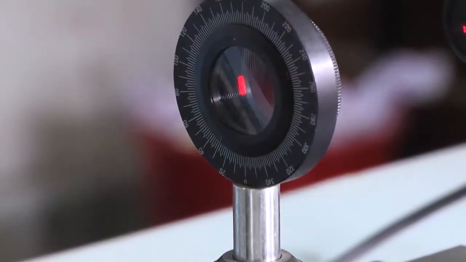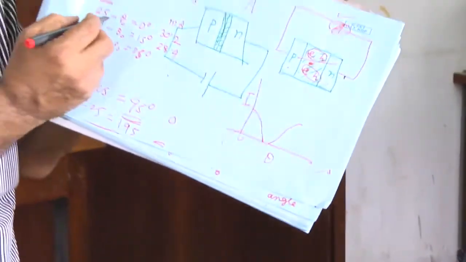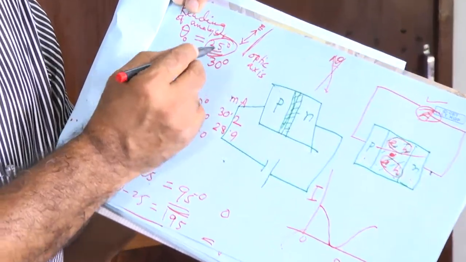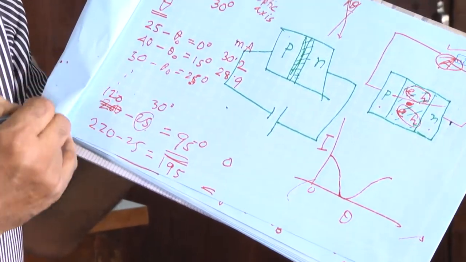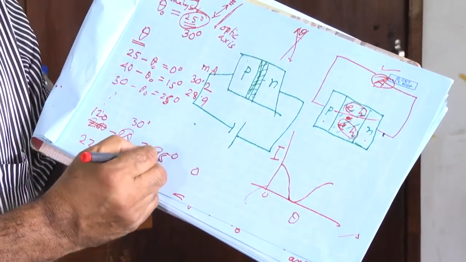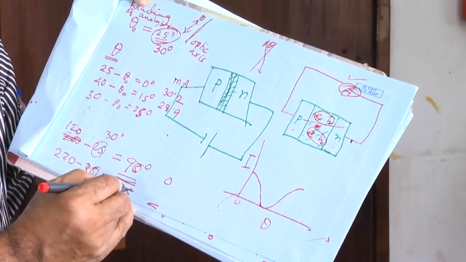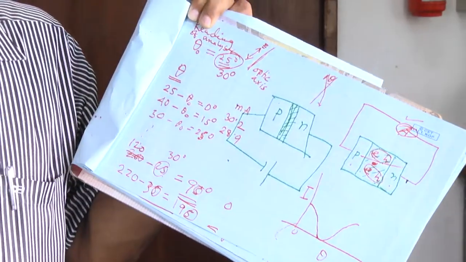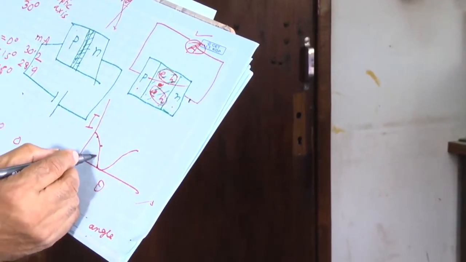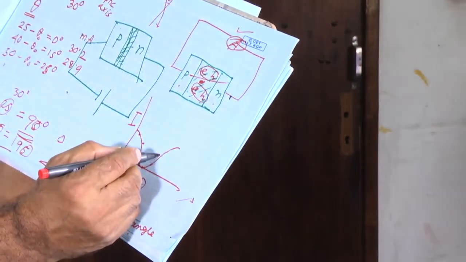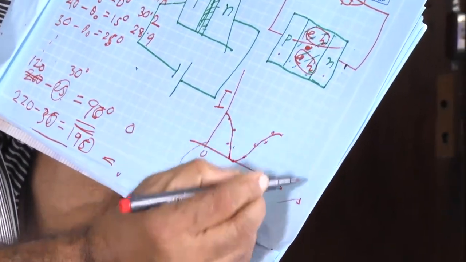So instead of 25, you can subtract 30. Then it will be 90, and with 30 it will be 190. So some slight error will be there. That's why we draw the graph. There should be an average graph. Then you will see that it is following the cos square graph.